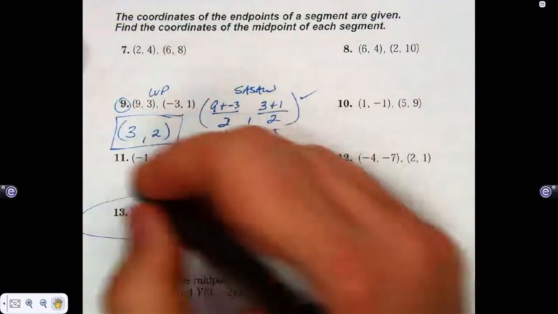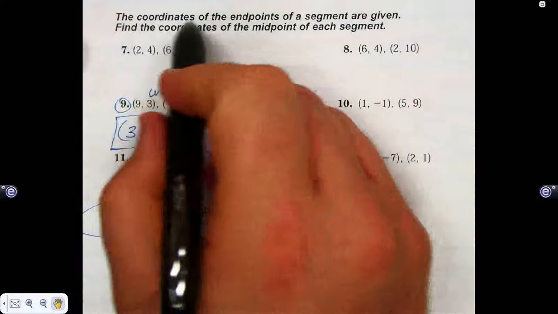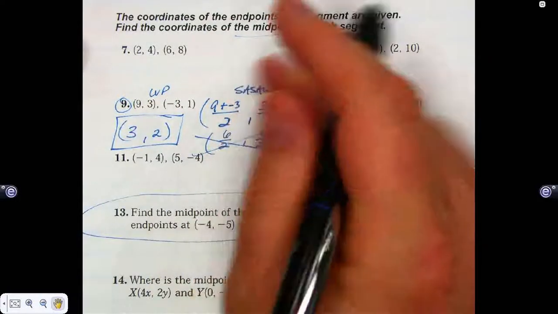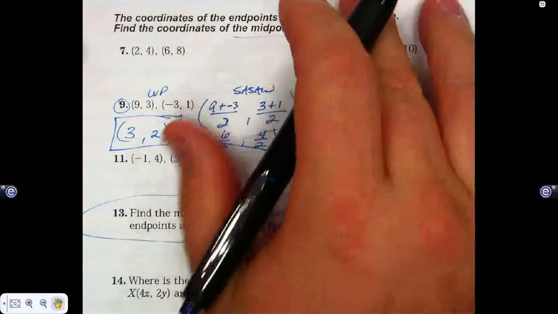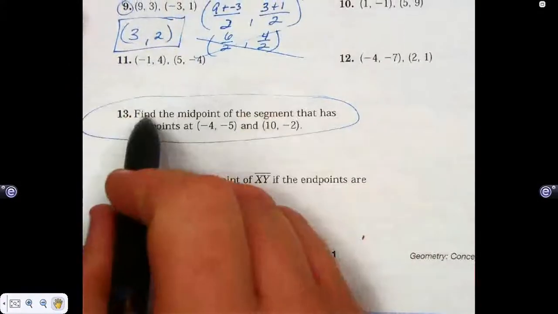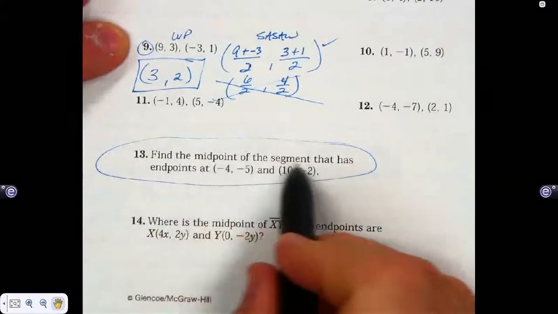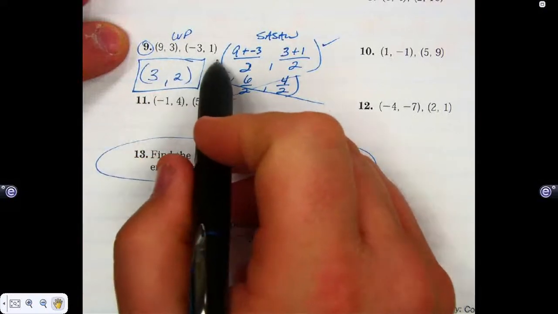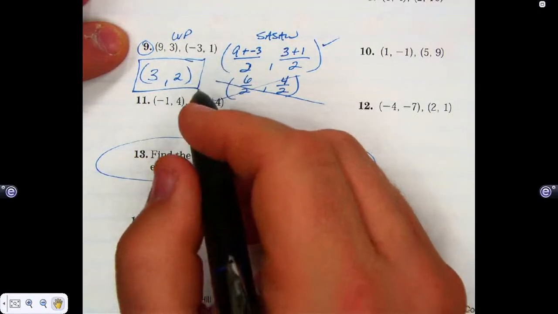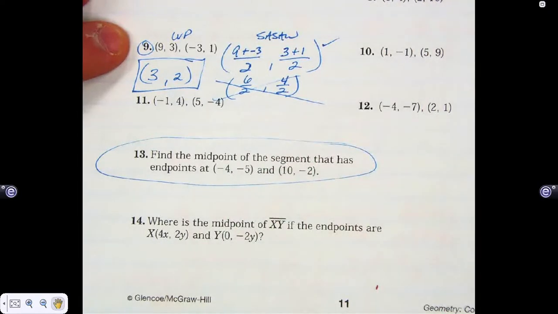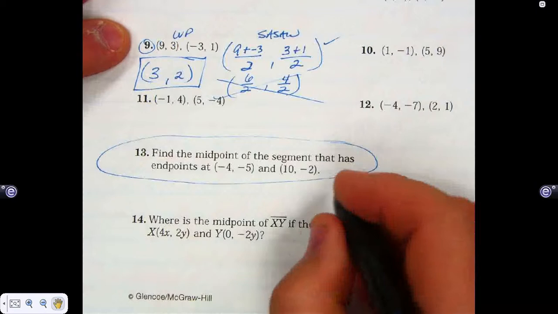Here, they said in 7 through 12, these are the coordinates of a segment's endpoints, find the midpoint. So they kind of put all the words in the directions here. The only difference is they asked for one specific. Would we have done the same thing if on number 9 they had said find the midpoint of the segment that has endpoints 9 comma 3 and negative 3 comma 1? Absolutely. They're wording it in a different way to see if you understand the concept, that they're asking the same thing.